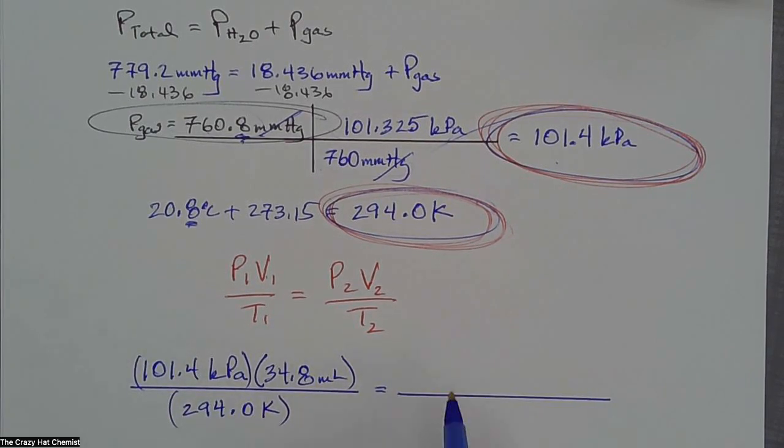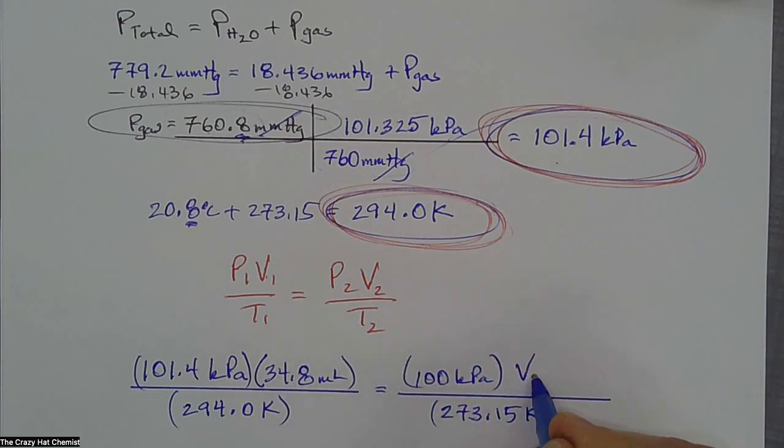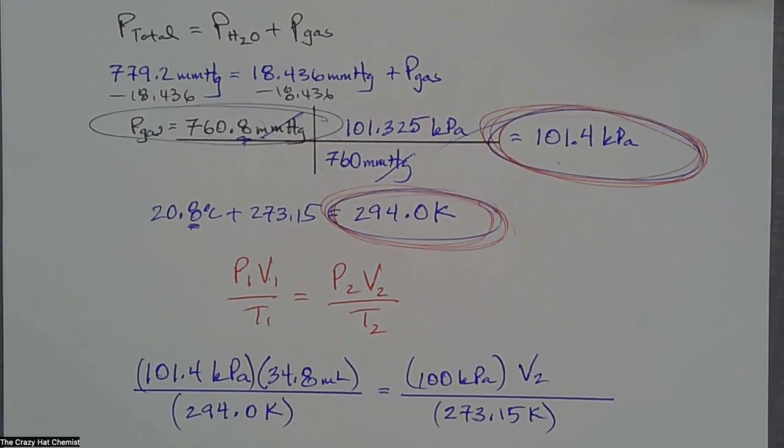And then we have standard temperature and pressure. So the standard temperature, 273.15 Kelvin. And the standard pressure is 100 kilopascals. And I'm solving for V2. Okay, so just like what I did before and showed you before what to do, we're going to cross multiply and solve for V2.